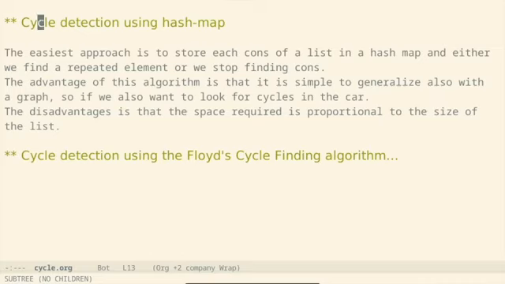The easiest one is probably using hash maps. So we could store inside a hash table each cons of a list. And either we find a repeated element or we stop finding conses. The advantage of this algorithm is that it's simple to generalize also with graphs. So if we also want to look for cycles inside the car, for the moment we just follow the cdr. The main disadvantage of this algorithm is that the space required is proportional to the size of the list, because we have to store inside the hash table each cons inside our list.